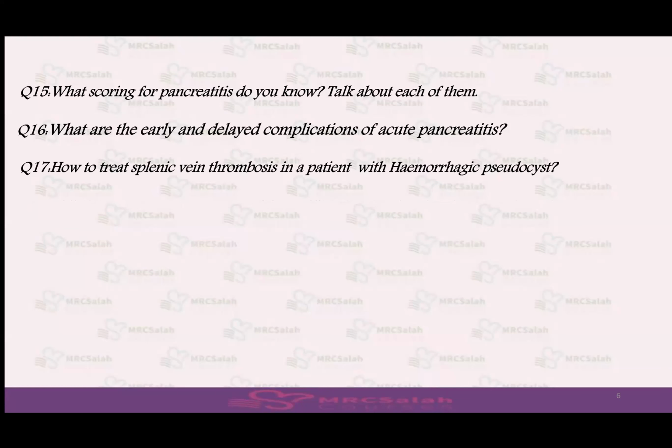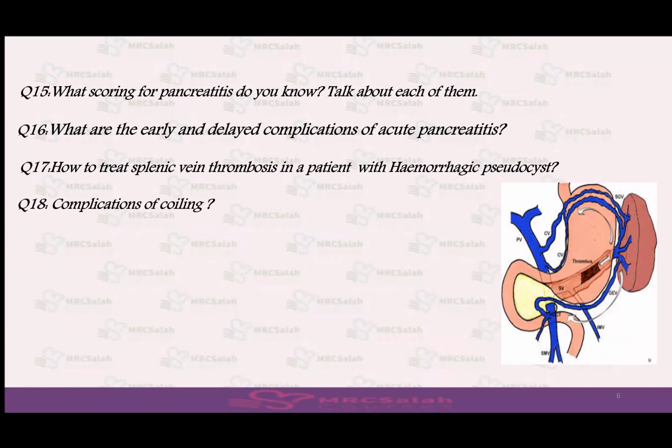Dr. Aya, how to treat splenic vein thrombosis in a patient with hemorrhagic pseudocyst? Interventional radiology by coiling. What are the complications of coiling? Injury to adjacent structures or hemorrhage, or it could be failure and infection.